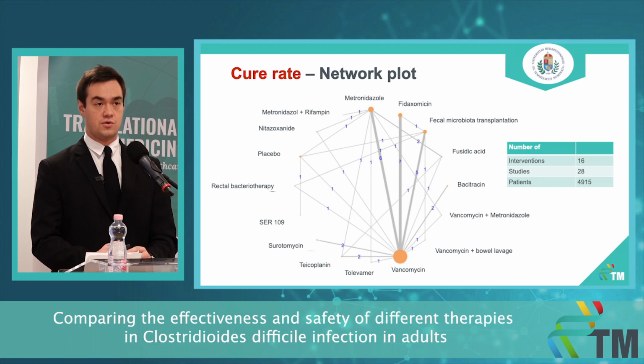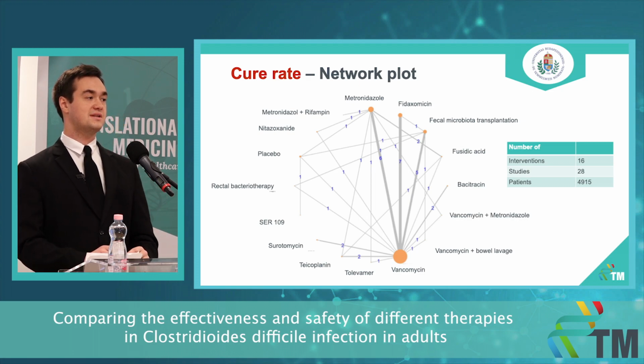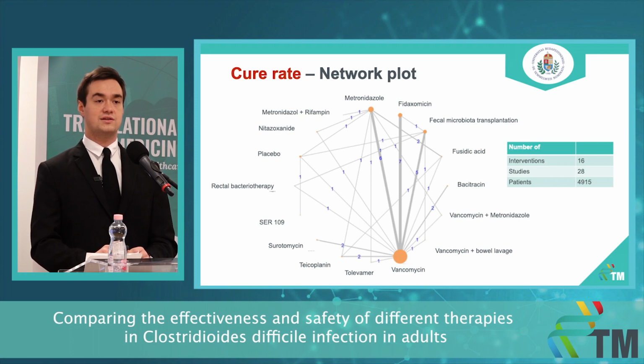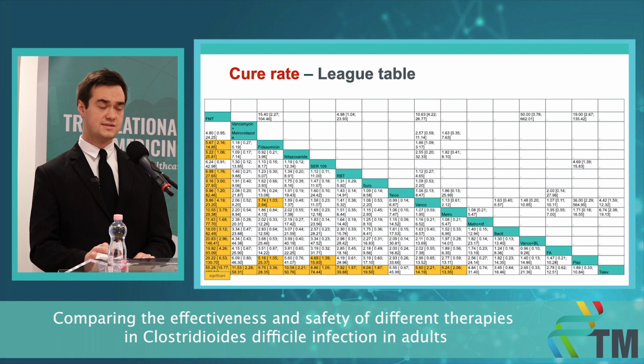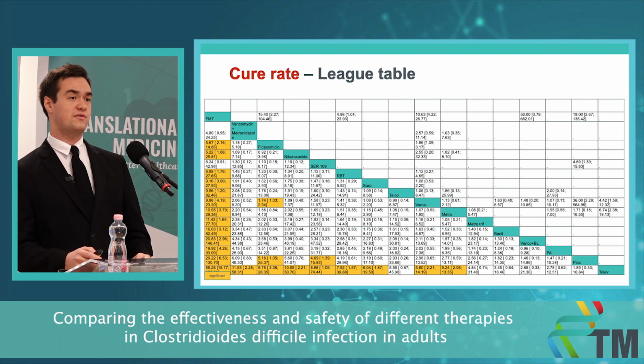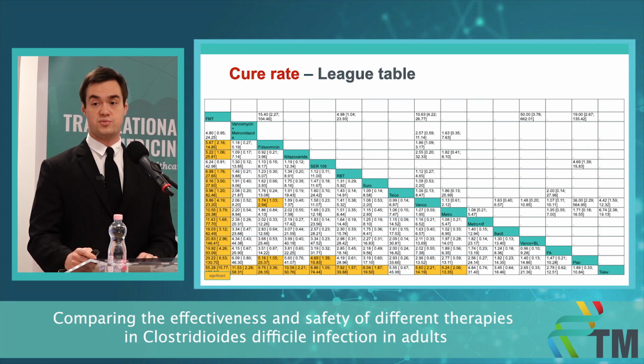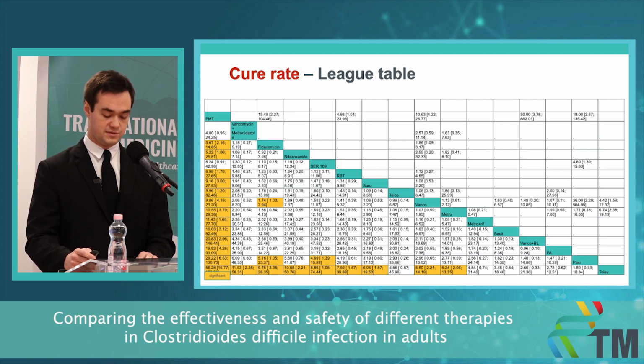Every edge shows comparisons among different kinds of therapies against C. diff infection, and the number above it represents how many articles included these comparisons. For this analysis, we included 16 interventions from 28 studies, and a little bit less than 5,000 patients were included for it. So, related to this network, we investigated here the cure rate of different kinds of therapies against C. diff infection. As a clinician, it's a really important outcome how effective our therapy is.